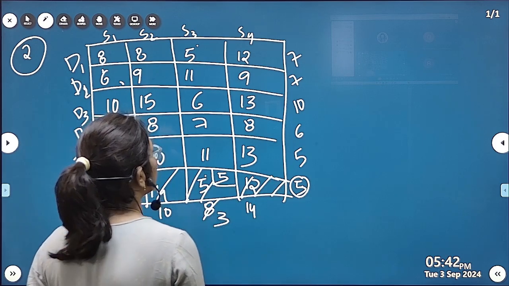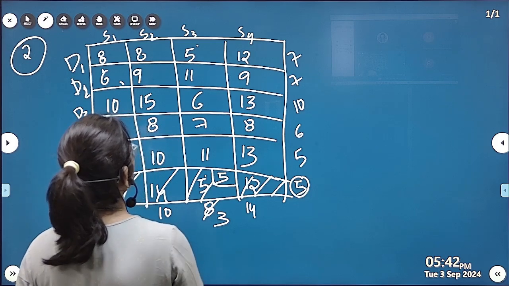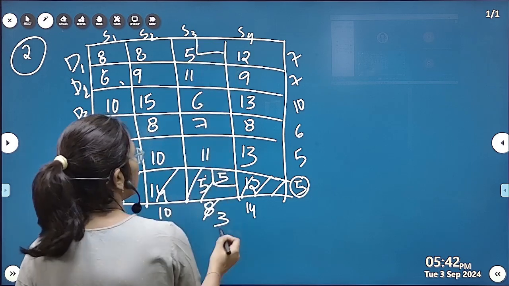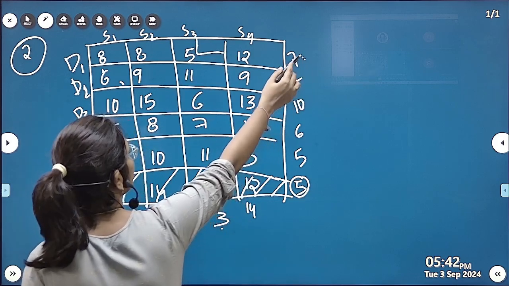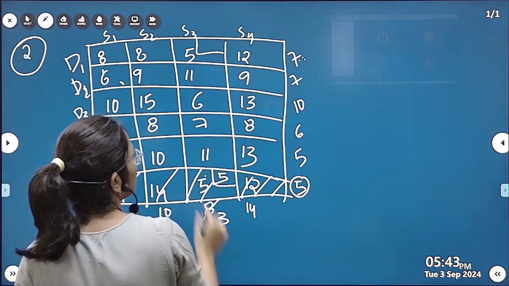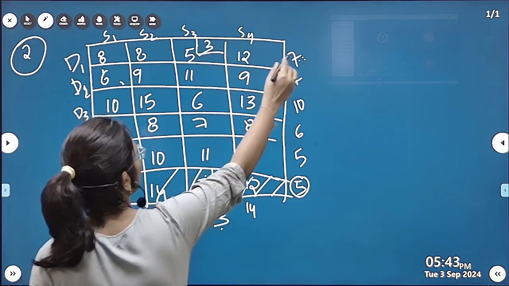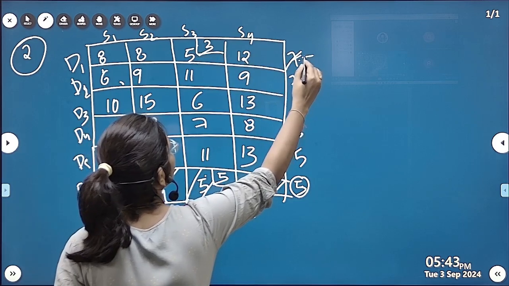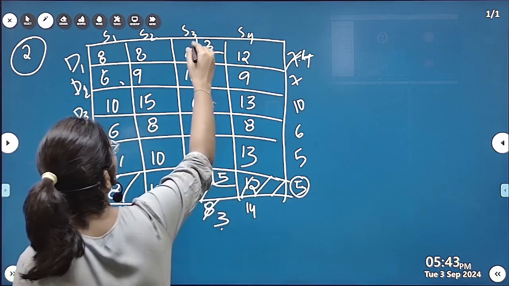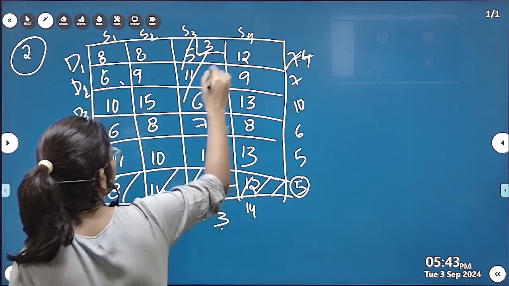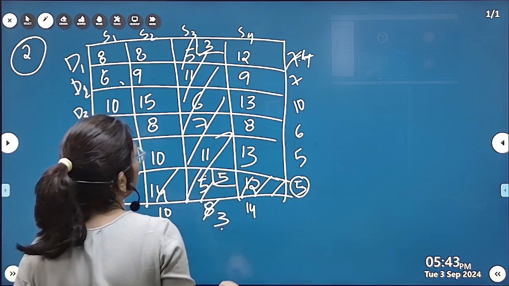Okay, so next least cost is 5. Here there is only 3, but here we want 7 demand. The demand is 7, but the supply is only 3. So let us take this 3, and we want 4 more demand. Okay, so cancel this because this supply has been met.